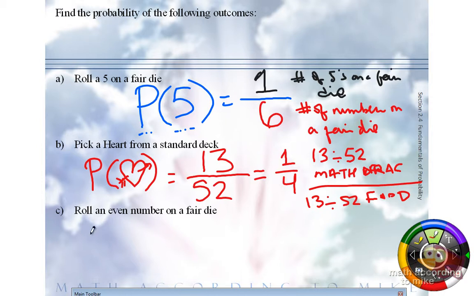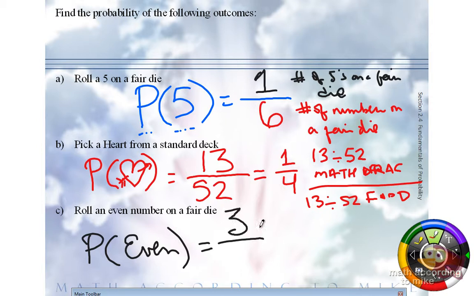Lastly, roll an even number on a die. Good. How many even numbers are there on a die? 3 over. How many numbers are there on a die? 6. How does that reduce? 1/2. Good. So these are the probabilities associated with these outcomes.